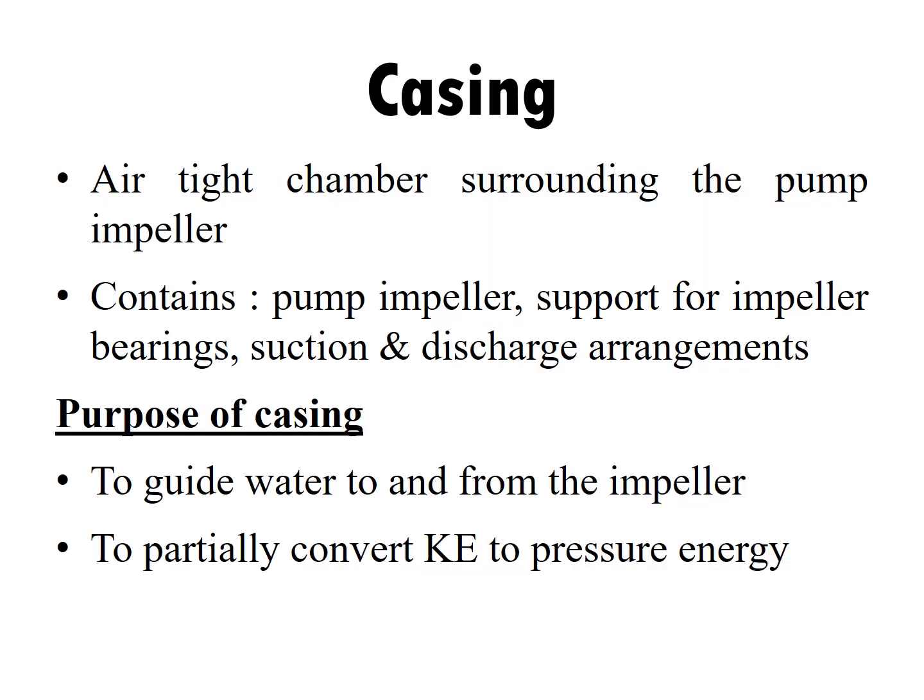Now the second part is casing. You have already seen casing in the construction of various turbines. It has the same function here. It is an airtight chamber surrounding the pump impeller, basically to protect the impeller and to avoid the water spilling out. So the casing will contain the pump impeller, support for impeller bearings, and the suction and discharge arrangement. And the purpose is to guide the water to and from the impeller and to partially convert kinetic energy to pressure energy.